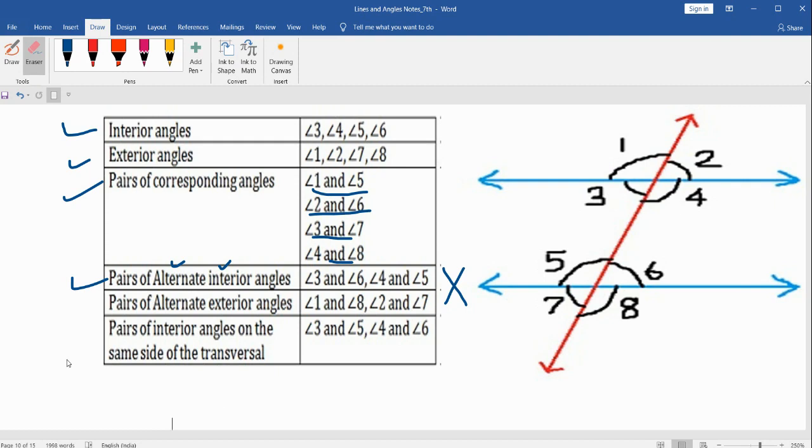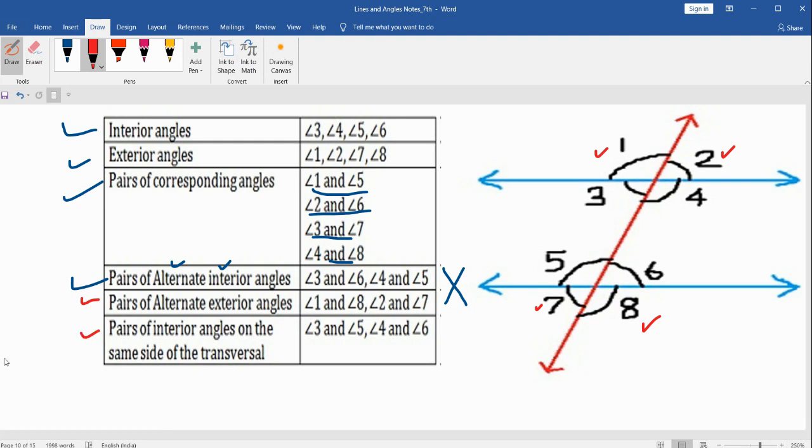Let me erase this and draw it again so that you understand properly. When we talk about pairs of alternate exterior angles, we are dealing with 1 and 8, and 2 and 7. Because it's exterior and alternate, 2 is paired not with 8 but with 7. If you say 1, not 2 but 8, which means we are taking alternate numbers. So remember it this way, and we are dealing with x.